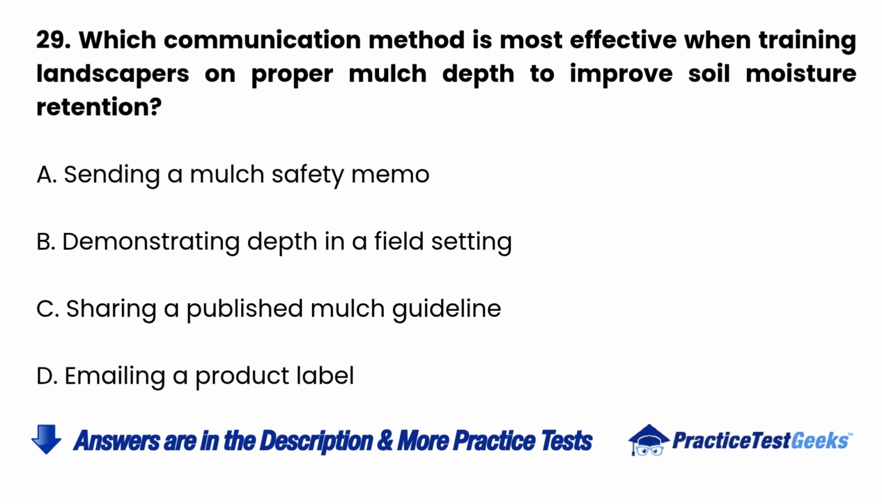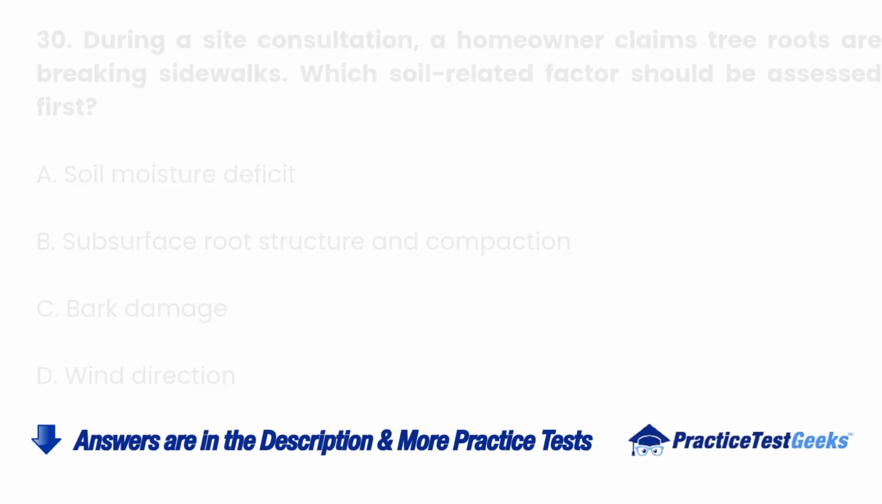29. Which communication method is most effective when training landscapers on proper mulch depth to improve soil moisture retention? A. Sending a mulch safety memo. B. Demonstrating depth in a field setting. C. Sharing a published mulch guideline. D. Emailing a product label.